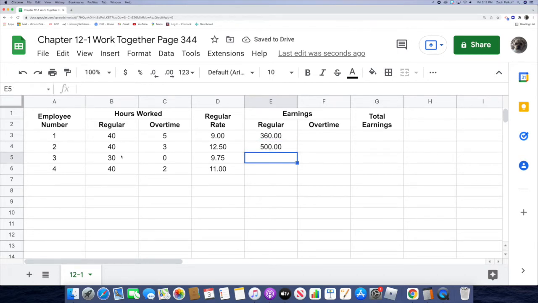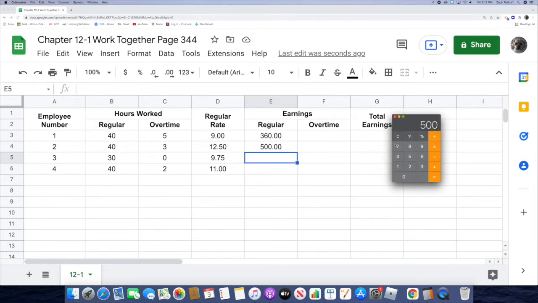Employee number 3 worked 30 regular hours, and they had a regular rate of $9.75 per hour. So if we take the 30 regular hours worked for employee number 3 and multiply them times the regular rate of $9.75 per hour, that will give us $292.50, which are the regular earnings for employee number 3.